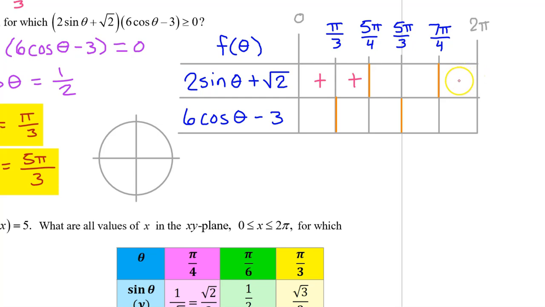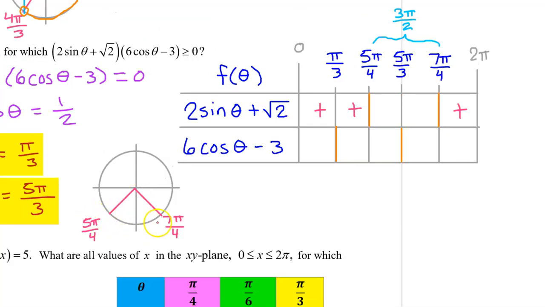Let's skip to the last interval, where we are allowed to use 2 pi as a test value. Plugging in 2 pi will have the same result as plugging in 0, since they are both at the same spot on the unit circle. So I don't need to overthink it. If I got positive when I plugged in 0, I'm going to get positive when I plug in 2 pi. So that just leaves this middle interval from 5 pi over 4 to 7 pi over 4.